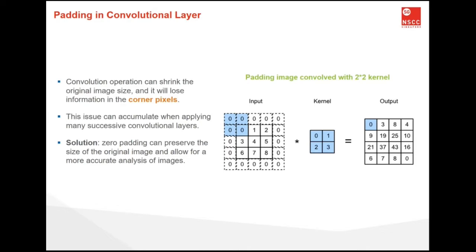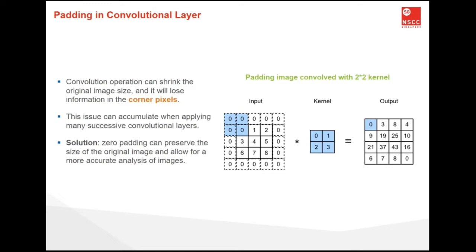Since we typically use small kernels, for any given convolution, we might only lose a few pixels. But these can add up as we apply many successive convolutional layers. So, in order to solve these two issues, a new concept is introduced. This is called padding. Padding preserves the size of the original image.